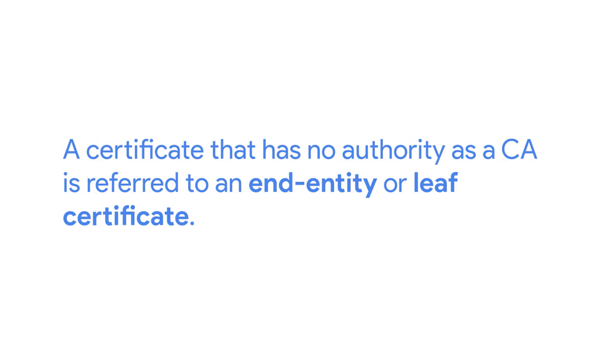A certificate that has no authority as a CA is referred to as an end entity or leaf certificate. Similar to a leaf on a tree, it's the end of the tree structure and can be considered the opposite of the roots.